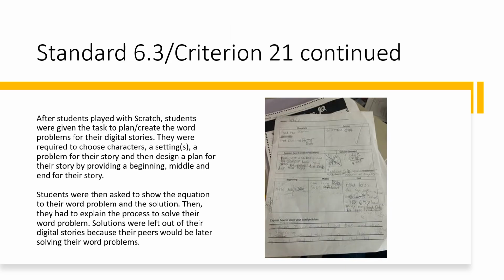After students played with Scratch, students were given the task to plan and create the word problems for their digital stories. They were required to choose characters, a setting or multiple settings, a problem for their story, and then design a plan for their story by providing a beginning, middle, and end of their story. Students were then asked to show the equation to their word problem and the solution. Then they had to explain the process to solve their word problem. Solutions were left out of their digital stories because their peers would be later solving their word problems.